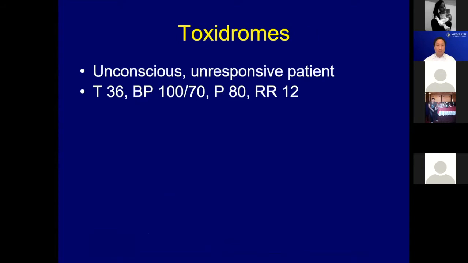Next slide. Okay, unconscious, unresponsive patient. Temperature is 36, which is normal. Blood pressure is normal. Heart rate's normal. Respiratory rate is normal. What toxidrome is this one? Any thoughts?